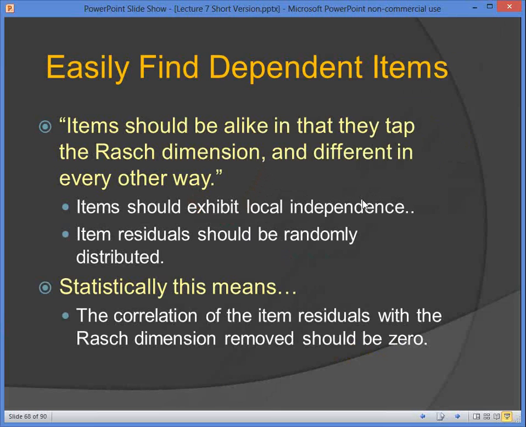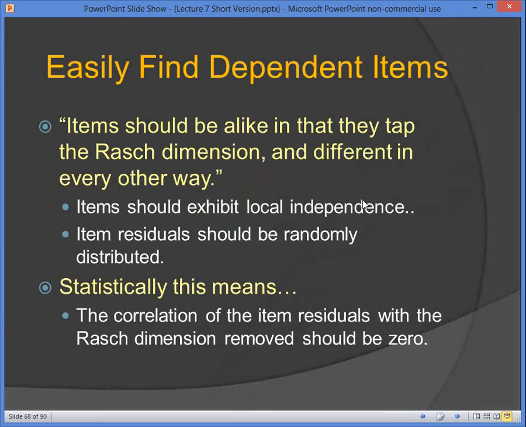So in terms of what is a dependent item, there are different ways of phrasing this. They all mean the same thing. One way of phrasing this is that items should be alike in that they tap the Rasch dimension and different in every other way. This is also known as the assumption of local independence. Sometimes you'll hear people say that the item residuals should be randomly distributed around the dimension of the construct. Statistically, all of these mean the same thing.